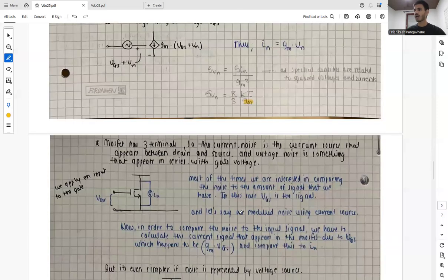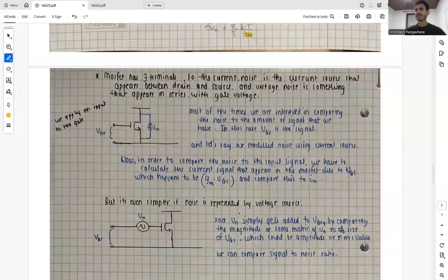Now the MOSFET has three terminals. The current noise is the current source that appears between drain and source, and the voltage noise is something that appears in series with the gate voltage. We apply the input to the gate over here, and most of the time we are interested in comparing the noise to the amount of the large signal that we have at the input, and in this case VGS is the large signal.